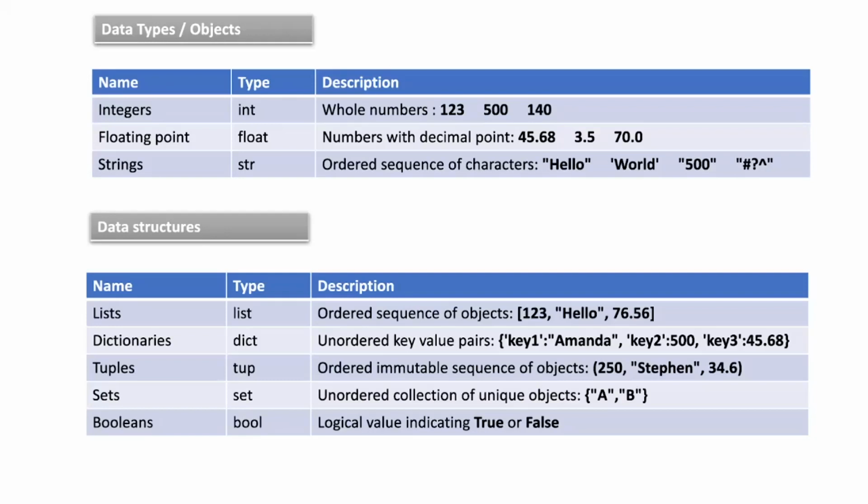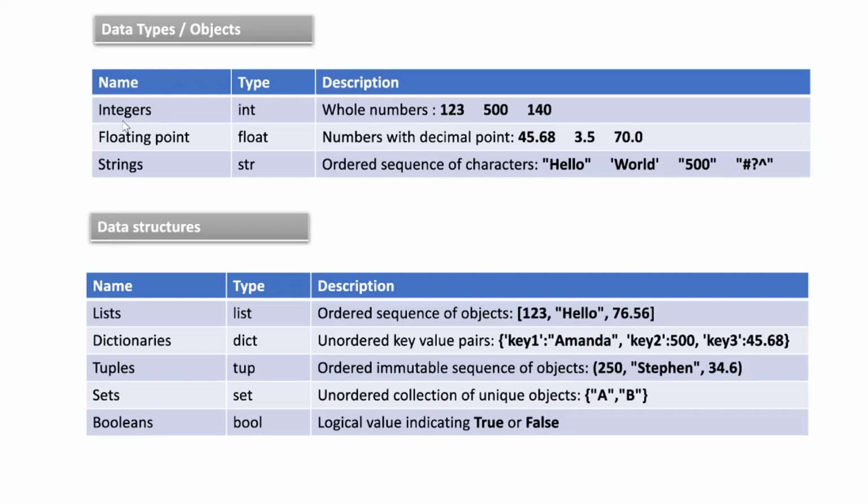In this current video, I'll give you an introduction to data objects and data structures in Python. The very first part is data types or objects. The first column indicates the name of the data type. The second column indicates the method or keyword with which it is saved internally in Python. And the third part gives a description of what the data type looks like.